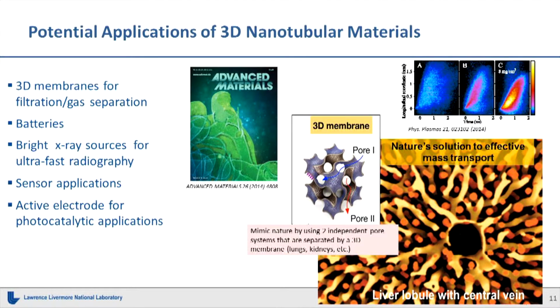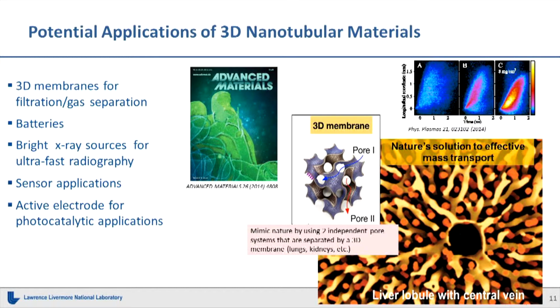Potential applications for this unique nanotubular material include the use of membranes for filtration and gas separation. We're currently also working on using this material for battery membranes. Because of the low density, we can also use it as bright X-ray sources for diagnostics. It has a high surface area, that's why we could think of using it as a sensor or also as an active electrode for photocatalytic applications.